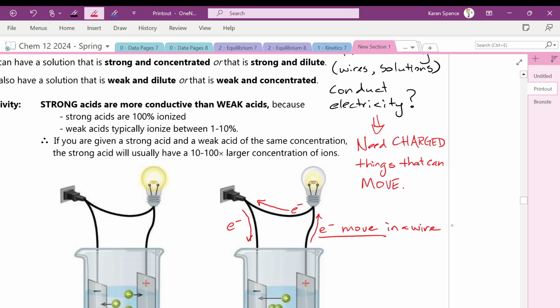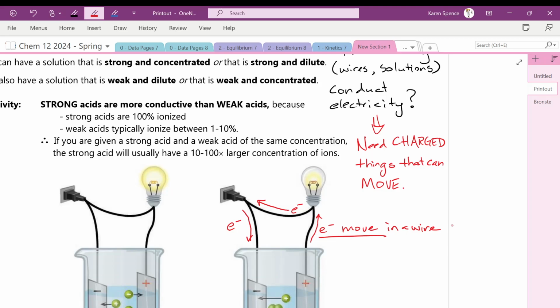Because the valence electrons of metals are held very loosely to their home atom, they can move from one atom to the next atom. However, in solution, we don't have free-moving electrons. The solutions are not made of metal.